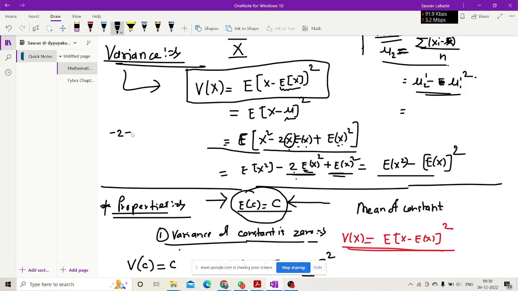-2 plus 1, what? Minus. So same here, the first term is as it is, expectation of X squared. Now here -2 plus 1, so that is minus expectation of X whole squared.